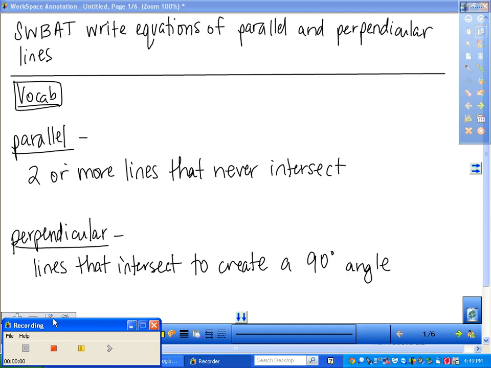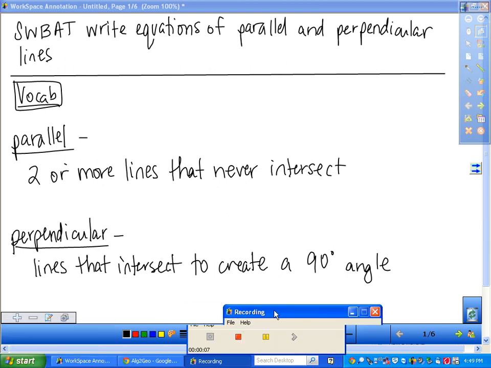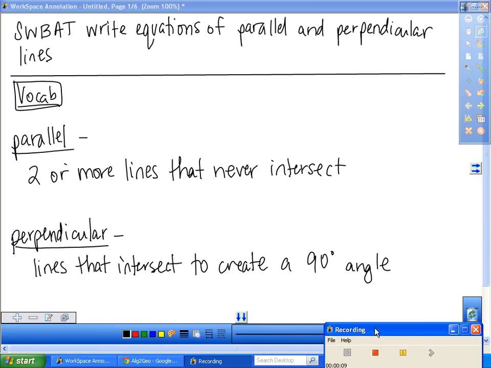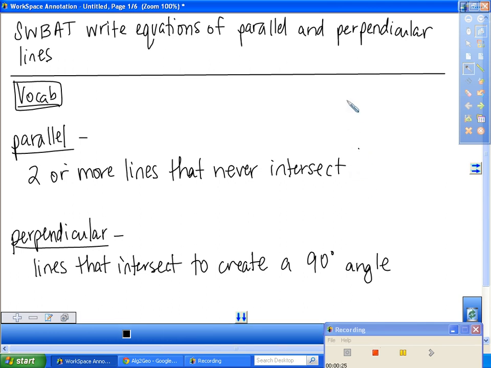So today's objective, we are going to be writing equations of parallel and perpendicular lines. We are going to be talking about parallel, which means two or more lines that never intersect, and perpendicular, which are lines that intersect to create a 90-degree angle. We also call this a right angle, and we'll get into that more in geometry.